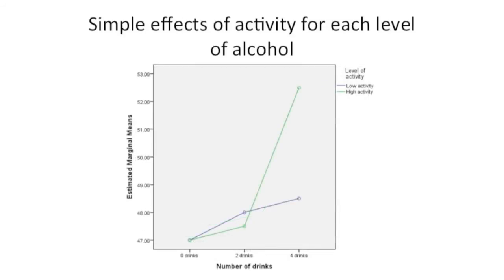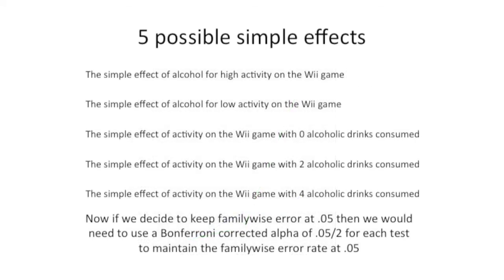So here we're looking at the simple effect of Wii activity, but only at one level of alcohol, 0. Here we're looking at the simple effect of Wii activity, but at only one level of alcohol, 2 drinks. And here we're looking at the simple effect of Wii activity, but only at one level of alcohol, which is 4 drinks. So you can see that there are, in total, 5 simple effects in this factorial ANOVA. Do we need to perform all 5 simple effects in this example?